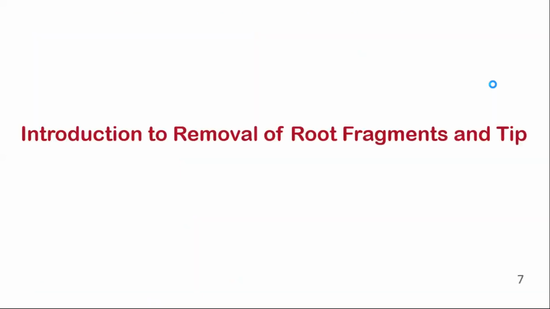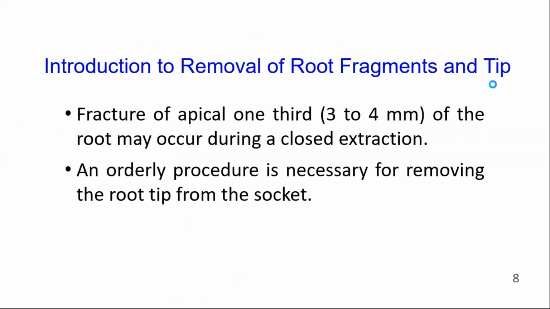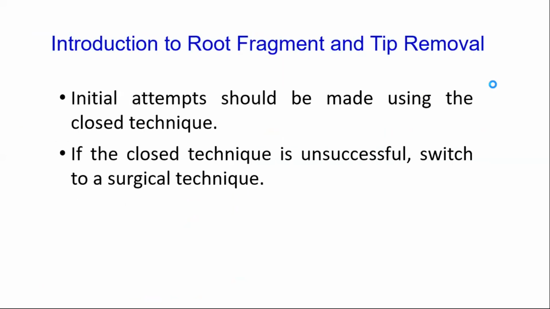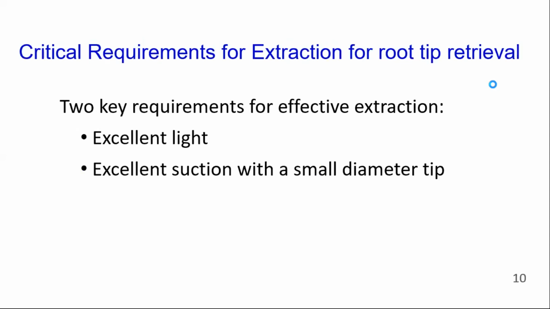Now let's explain the content from which these MCQs were derived. We will break down the key points and concepts to help you better understand the material. The initial step for removing a fractured apical root fragment, that is 3 to 4 mm, is an orderly procedure. Starting with the close technique, if unsuccessful, a surgical technique should be employed. Whichever technique is chosen, two requirements for extraction are critically important. Successful extraction requires excellent lighting and effective suction with a small diameter tip.